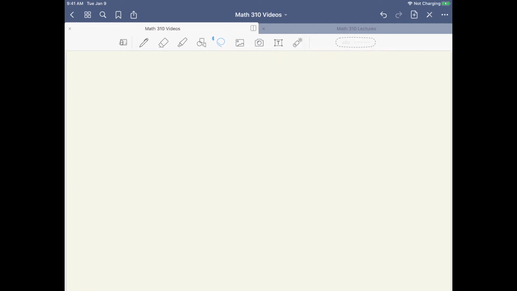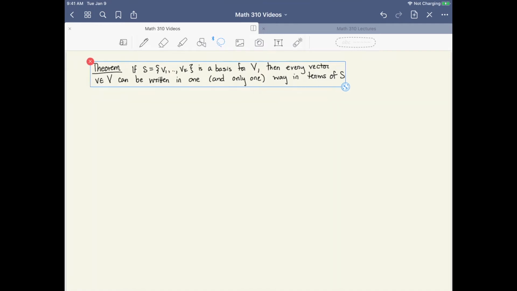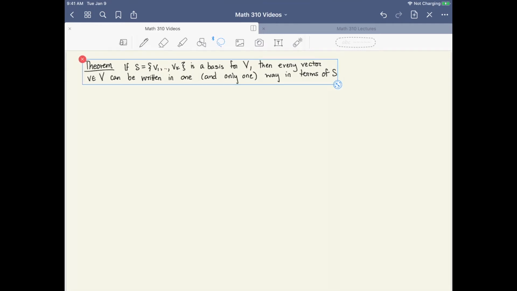So let's now look at a theorem. If you take a set of vectors, this set is a basis, then every vector can be written uniquely in terms of that basis. So bases are not unique, but once you've fixed a basis, the expression of a vector in terms of that basis is unique. It's not hard to prove this statement. Let's go over a sketch of the proof.